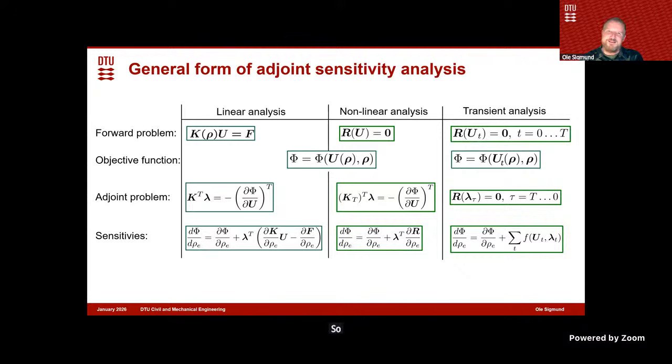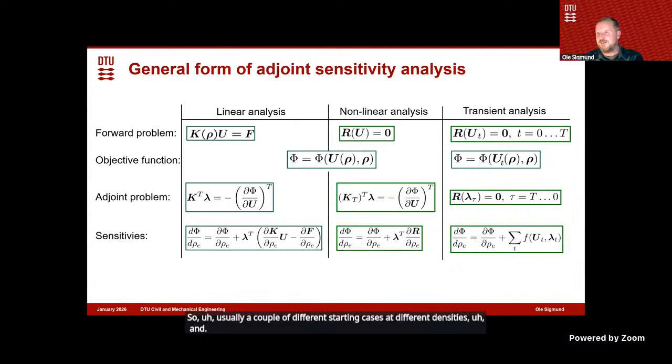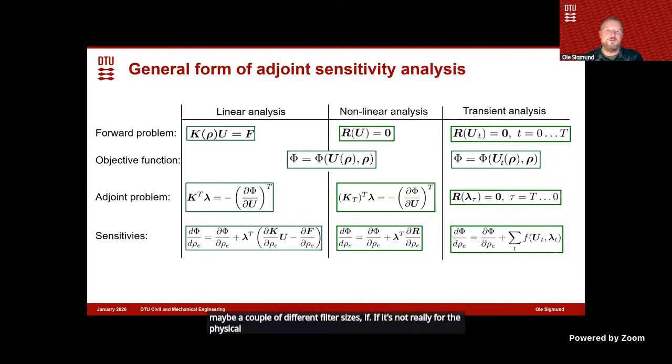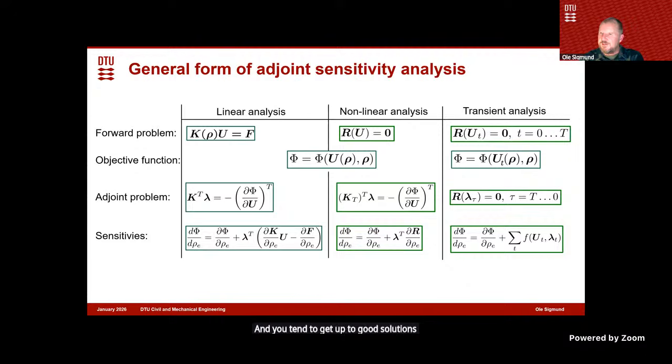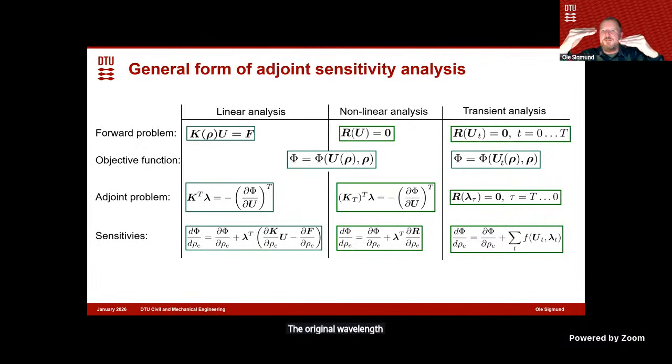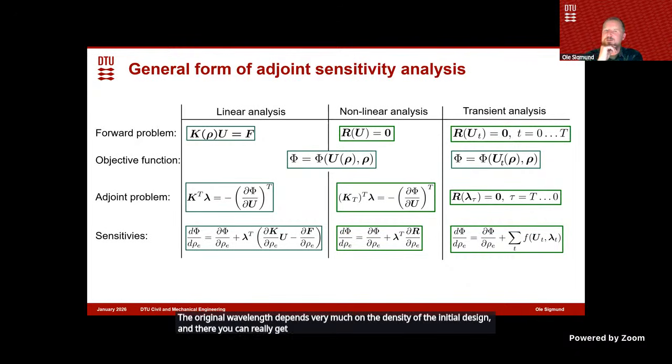So usually a couple of different starting guesses at different densities and maybe a couple of different filter sizes, if it's not really for the physical realization that you use the filter, and you tend to get to good solutions. An exception is in wave propagation problems, and there we haven't really found a good solution, because there the original wavelength depends very much on the density of the initial design, and there you can really get stuck in different solutions.